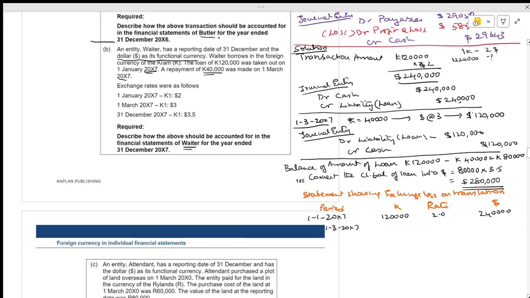Now, how much have they paid? 40,000. The rate is 3. It comes to 120. Now, what is the closing balance? The closing balance is 80,000 at 3.5. It comes to 280,000. Fine. Now there is a difference.